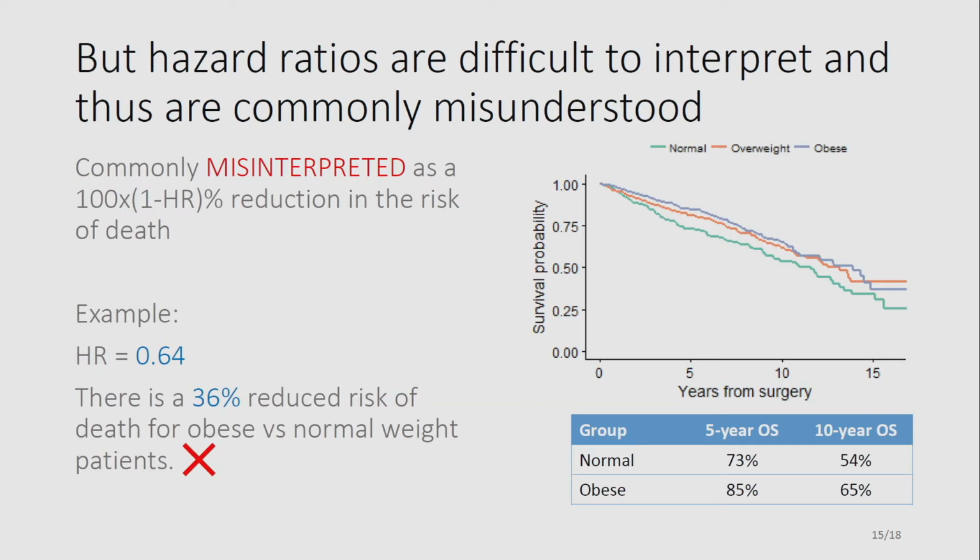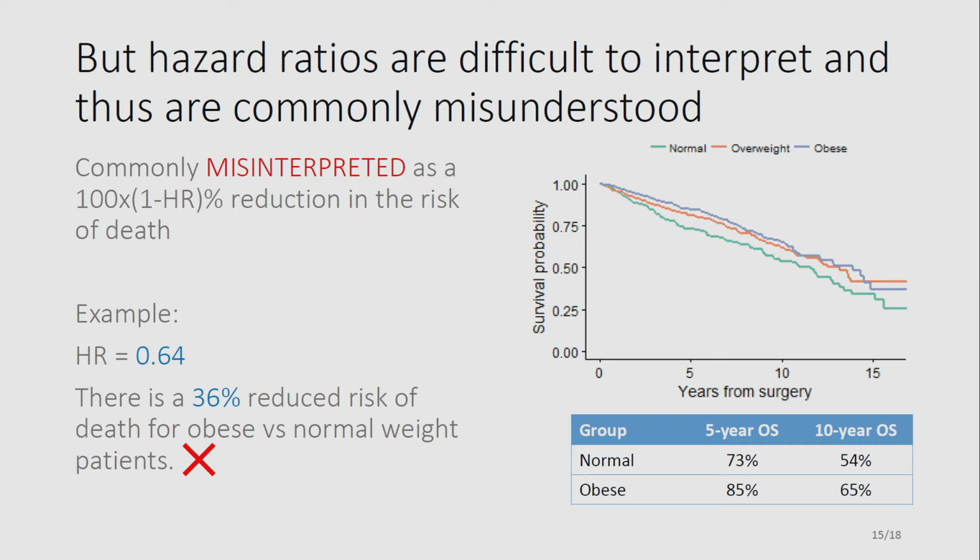Okay, so what really is a hazard ratio, though? They're kind of hard to grasp: an instantaneous hazard of death, what does that mean? Hazard ratios are very commonly misinterpreted, and the most common misinterpretation that I see is, if we focus on our example comparing the obese to the normal weight group, the hazard ratio was 0.64, and you'll commonly see an interpretation of this as a 36% reduced risk of death.